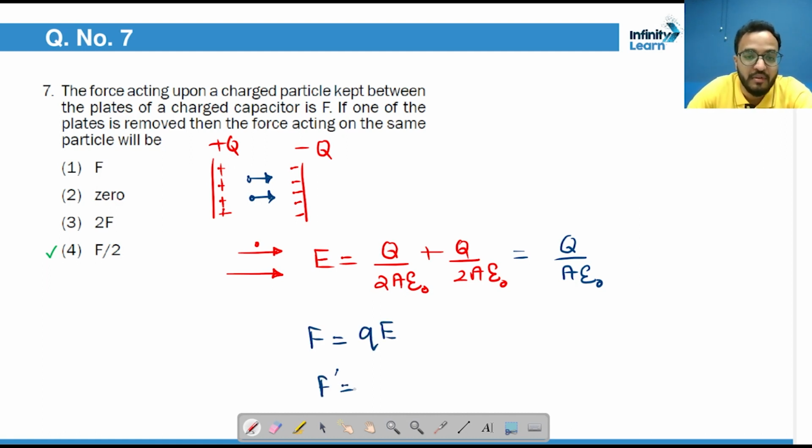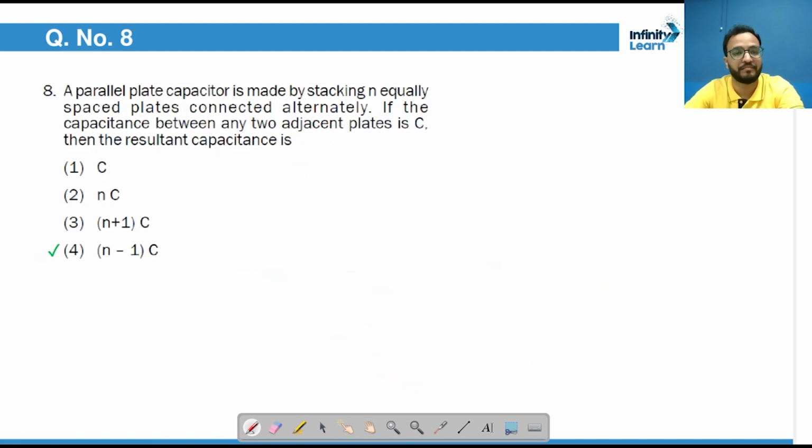Now, if you remove one plate, then automatically electric field becomes half. So technically force also becomes half. So which option is correct? Fourth option. Next question: a parallel plate capacitor is made by stacking n equally spaced plates. Okay, so that means this is one capacitor, two, three, like these plates are there.